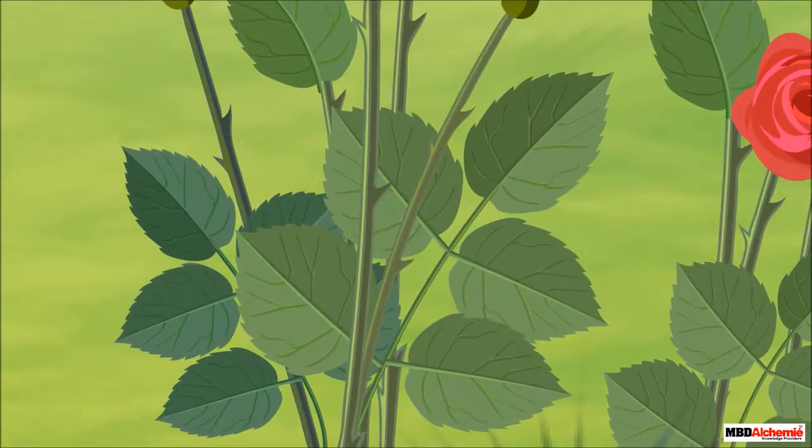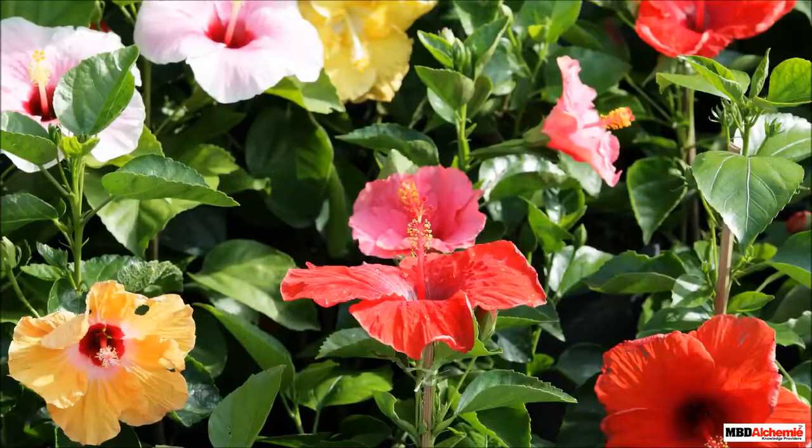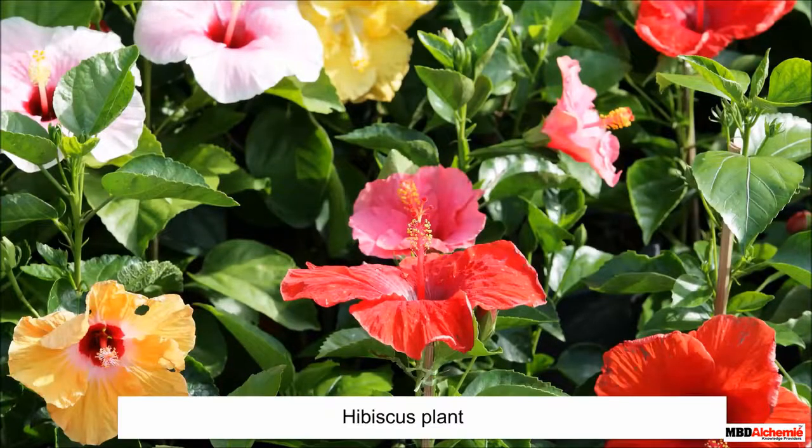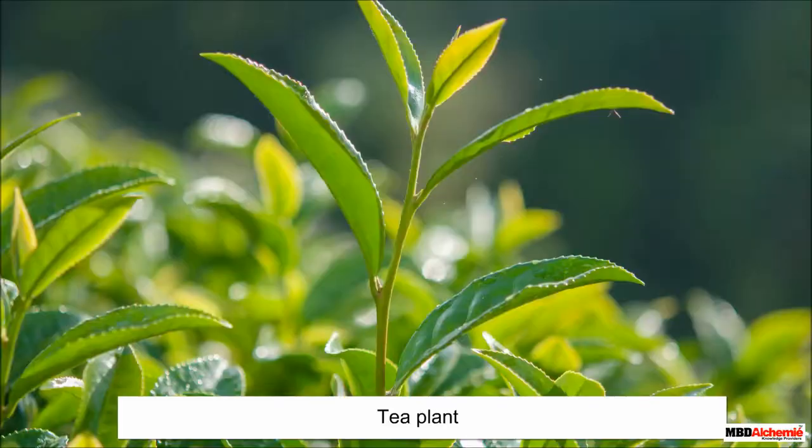An interesting fact about shrubs is that they have multiple stems. Some other examples of shrubs are hibiscus plant, jasmine plant, cotton plant, and tea plant.